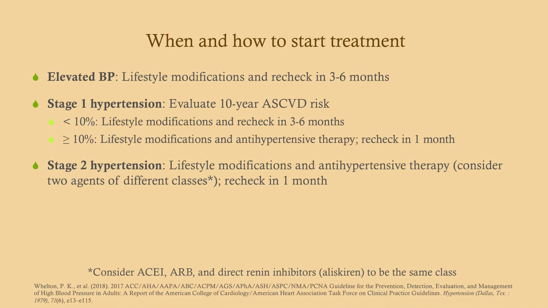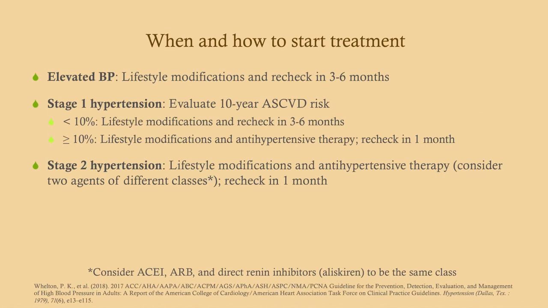then what we do is we evaluate their risk of coronary vascular disease. Now, on the USMLE, you will not be expected to do that because it is a very intense calculation. You always use a computer to figure this out. However, I would know the percent risk. So if they have an ASCVD risk of less than 10%, then you just treat them like elevated blood pressure, do lifestyle modifications, and check back in 3 to 6 months.